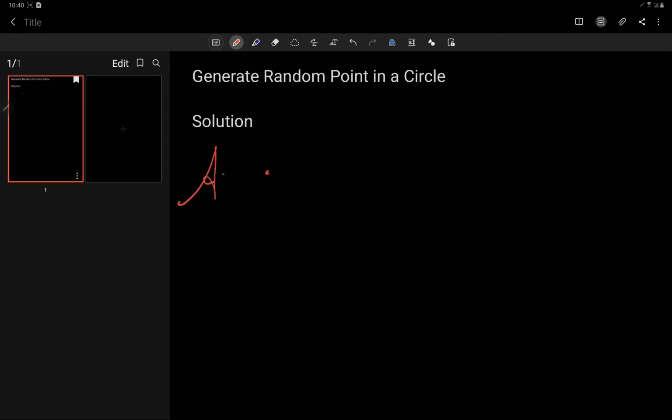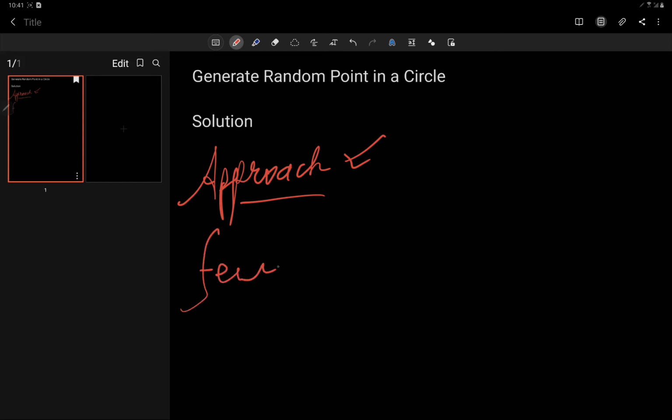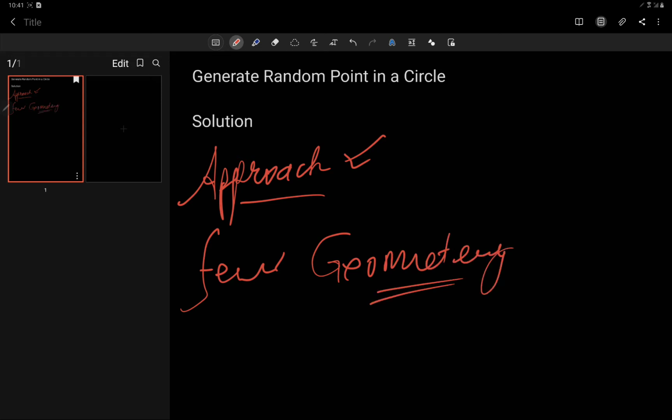So let's see the approach for this question. All right, so before going to the approach, we must know a few concepts of geometry. All right, because it's a geometrical question, not a coding question. So if we know the concepts of geometry and apply them here, then we will be able to get our answer really fast, and we have to do nothing but code it down.